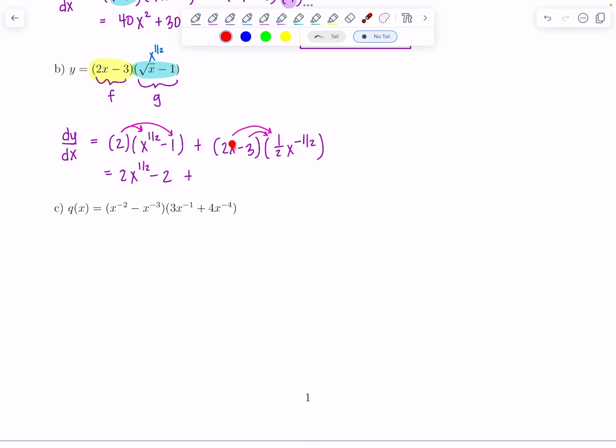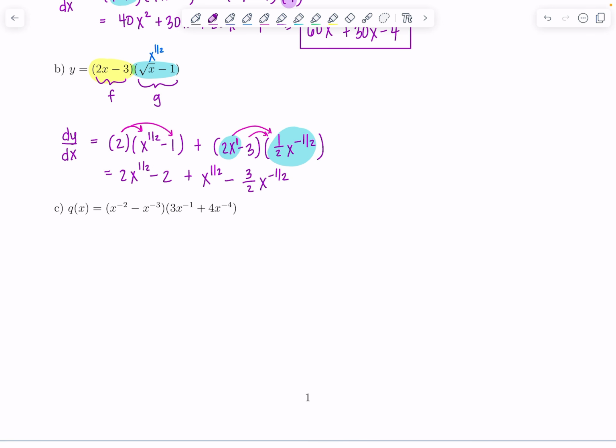This is x to the first, 2x, times 1/2 x to the negative 1/2. The 2 and the 1/2 will cancel. Then I'm going to add the exponents. 1 and negative 1/2 gives me positive 1/2. So I have 1x to the positive 1/2. I'll say that again. This is x to the first. So when I'm multiplying 2x to the first and 1/2 x to the negative 1/2, I add these exponents. 1 minus 1/2 gives me positive 1/2. And then distributing the last term, now I get minus 3/2 x to the negative 1/2.